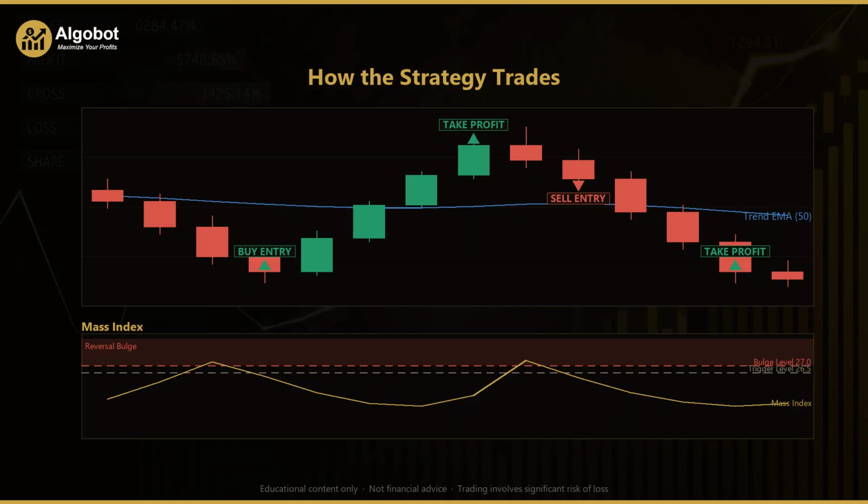This is a simplified illustration of the mechanics, and real markets will not move this cleanly. Some signals will reach their target, and others will reach their stop. It is meant to show how the pieces fit together, not to suggest any particular result.